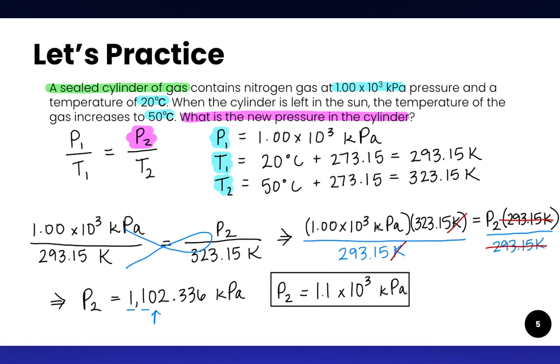Okay. And this is what we expected. The pressure increased in the cylinder after it was left out in the sun. So the temperature increased, and now the collisions between the gas molecules and the cylinder have more force because they're moving faster.